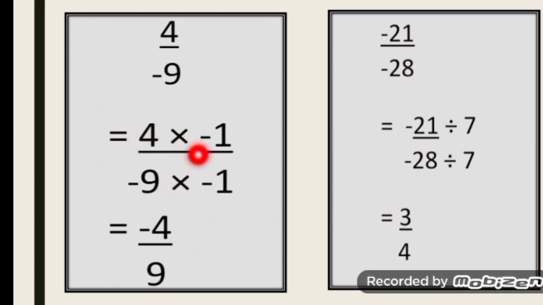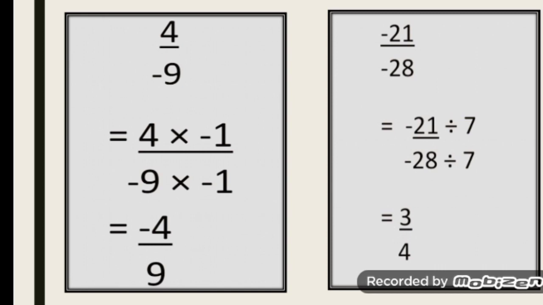4 multiplied by minus 1 will be equal to minus 4. Minus 9 multiplied by minus 1 will be equal to plus 9. Here minus minus will be plus. You can see that minus 4 by 9 is in lowest form. So minus 4 by 9 is that rational number which is in standard form.